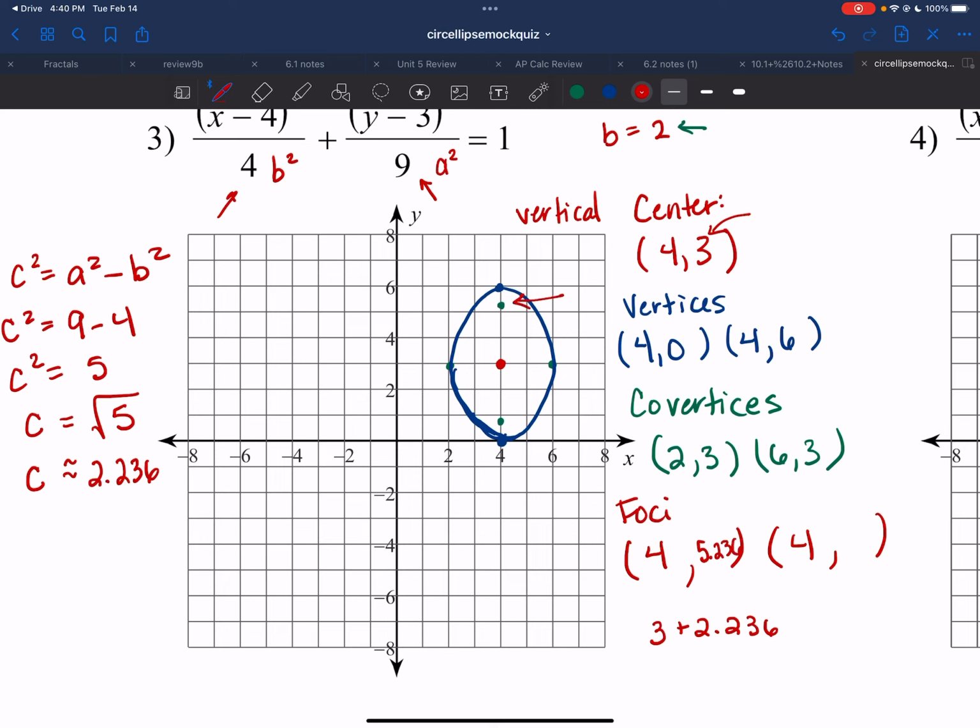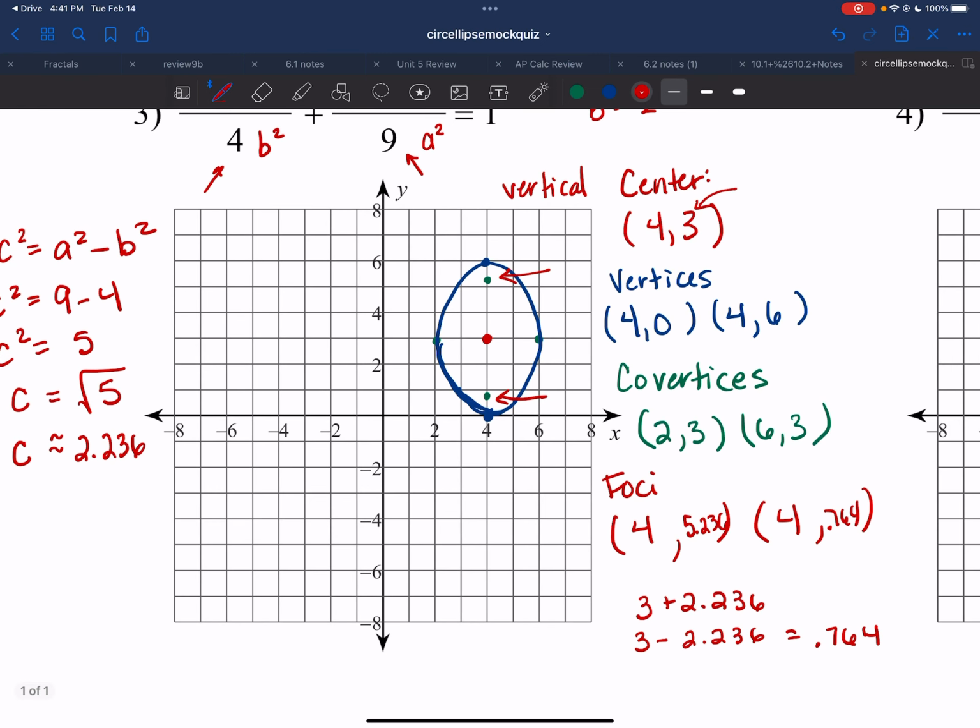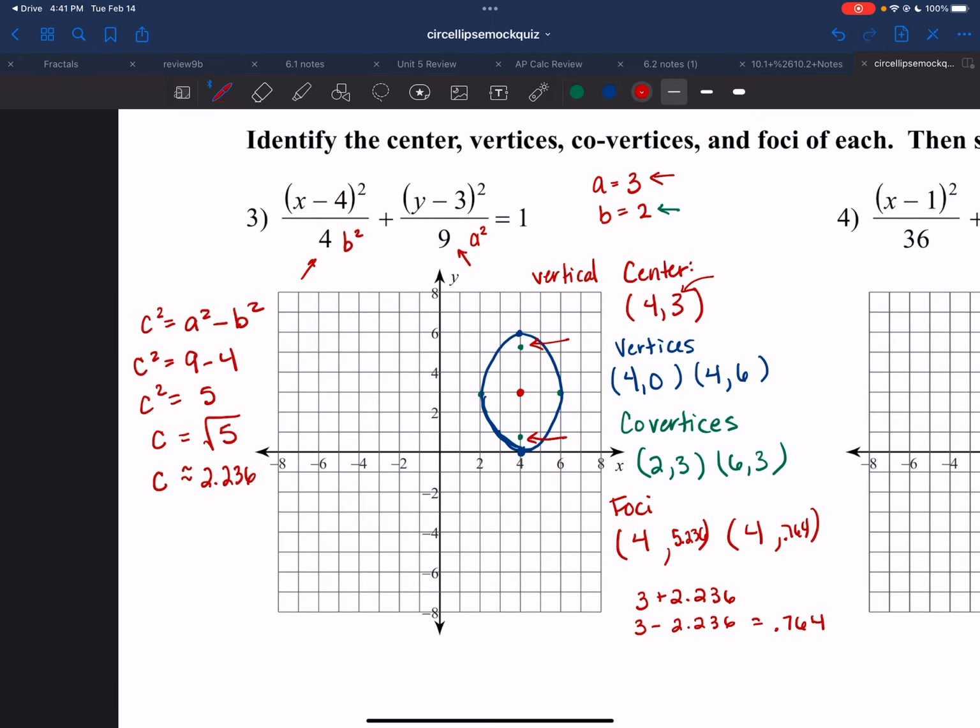And then the other one is going to be 3 minus 2.236. And so that one is going to be this one. Oop, I just erased that. It's going to be the one that's right here. And so that is going to be the difference between that, which 3 minus 2.236 is going to give me 0.764. So 0.764 is what I've got. And that should be all you need for that one. All right, let's go on over to this one.